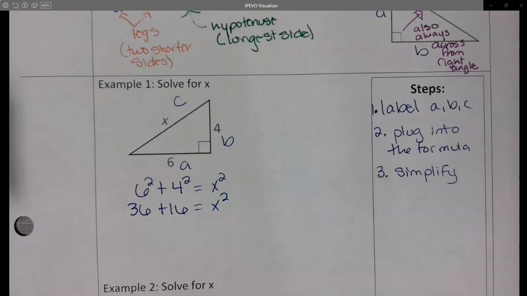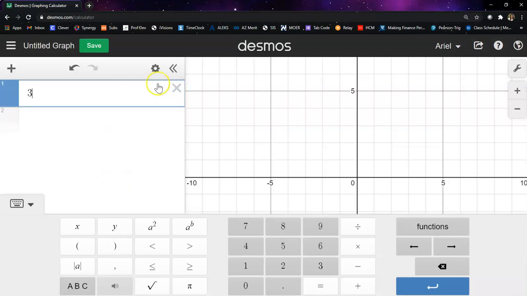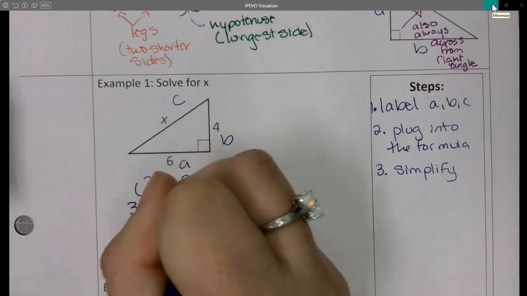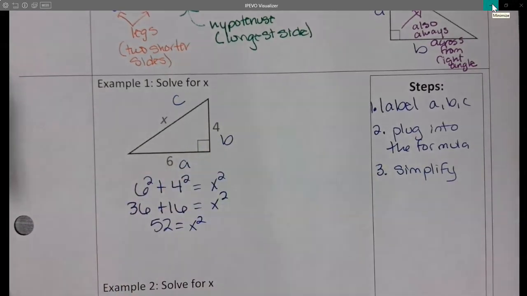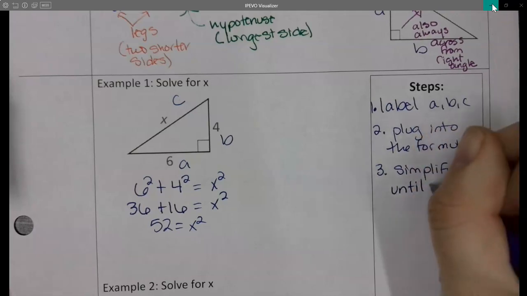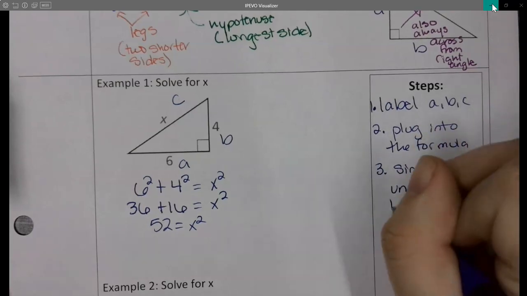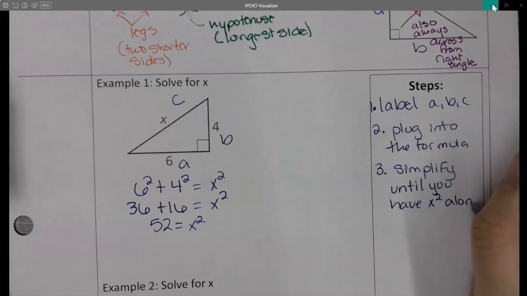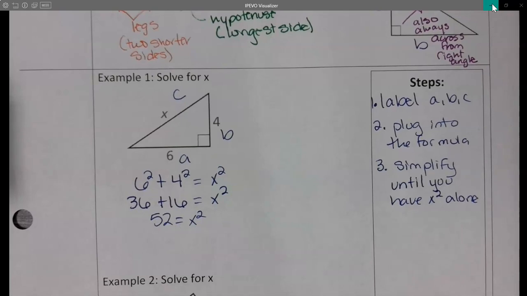36 plus 16 is, nope, I wanted plus, not equals. 52. So you want to simplify until you have x squared alone.